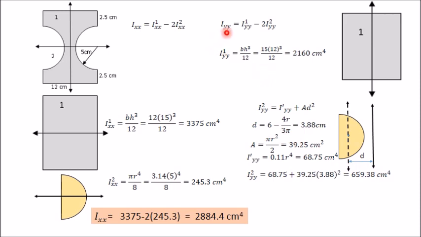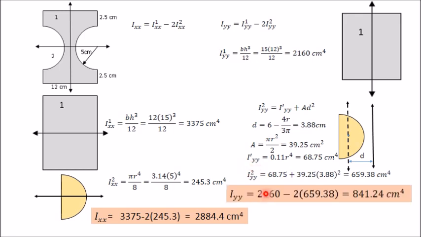So finally you can get value of Iyy by putting value of these two, I1yy and I2yy, in the above equation, and you will get Iyy as 841.24 centimeter raised to 4.